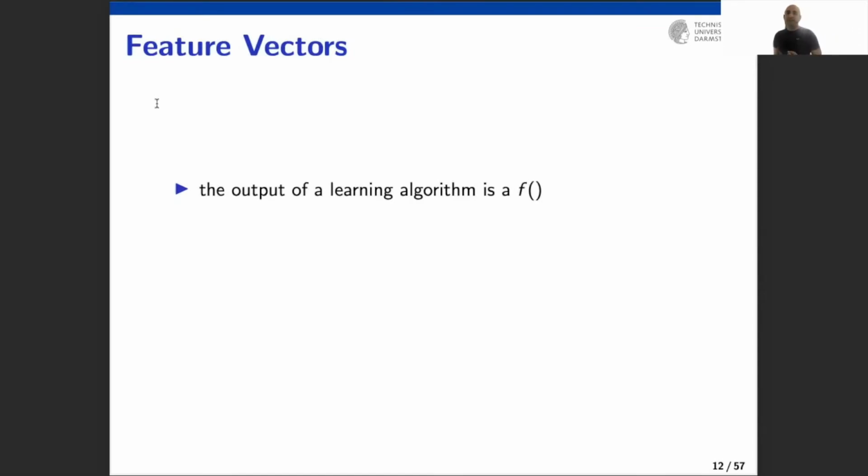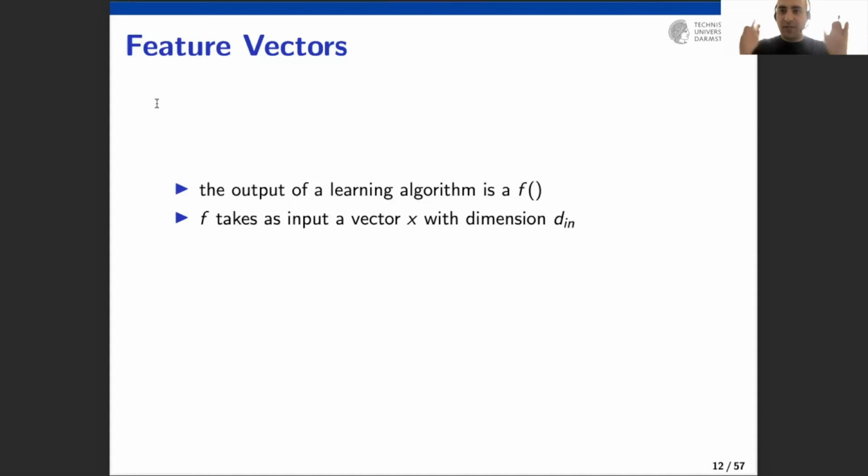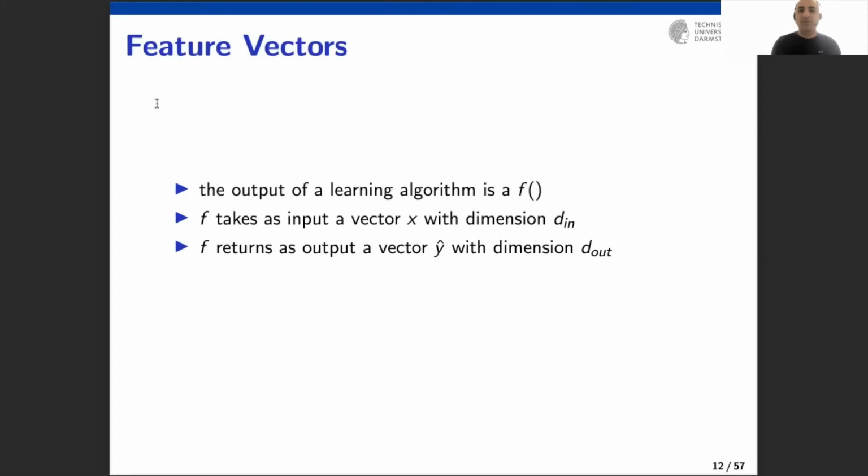Okay, so we discussed that the output of a learning algorithm is a model or a function like f. f takes as input a vector x with dimension d_in, which is the dimension of the vector, like how many elements we should have in this vector. And f returns as output a vector y hat with dimension d_out, which we usually refer to as the output of the network, right? Now we're going to focus on textual features, and we want to know how we can map textual features to a vector.